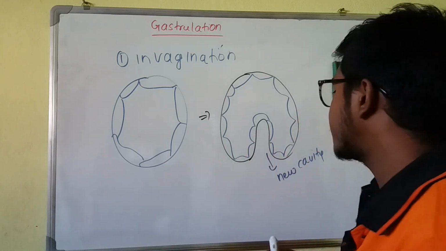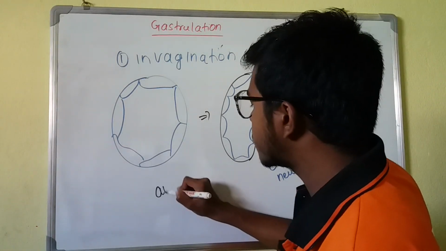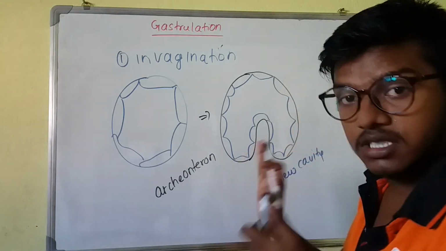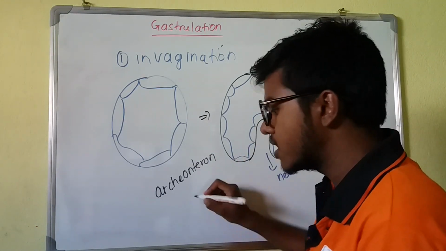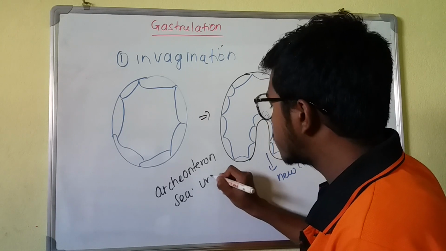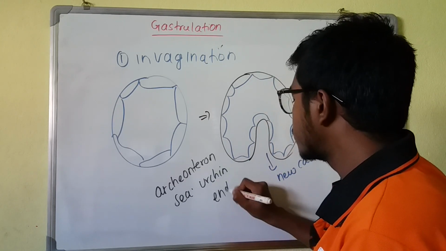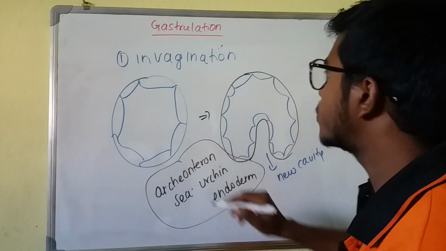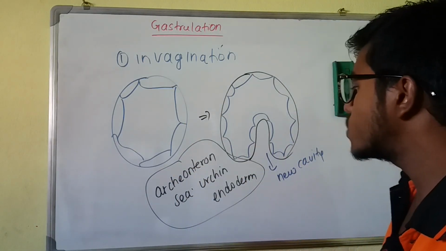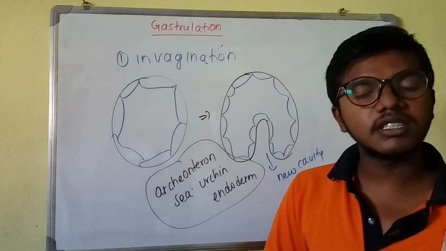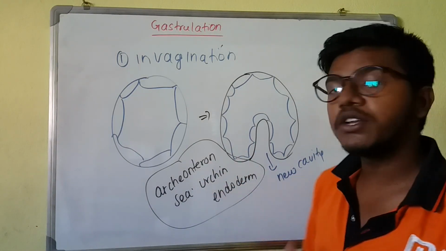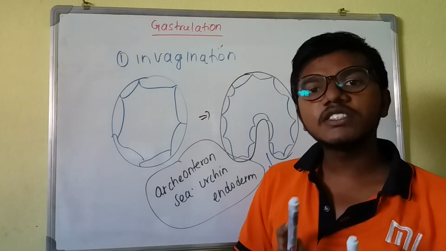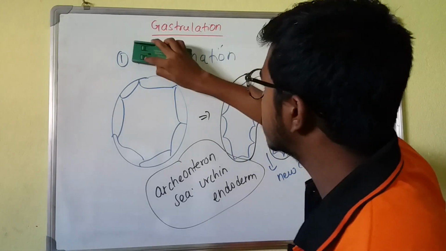And this type we can see in the archenteron formation in the case of frog, the same type, that is the endoderm invagination. Similarly, the sea urchin endoderm. So what are the processes that occur with the help of invagination? That is the formation of the archenteron in the case of frog, whereas sea urchin endoderm formation takes place by invagination.